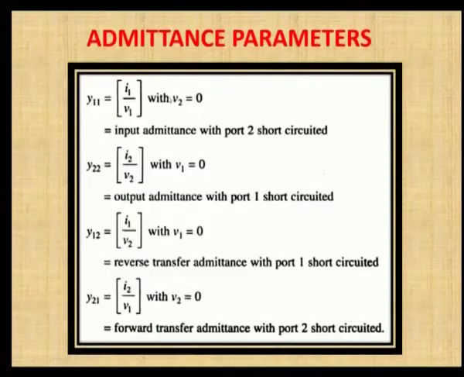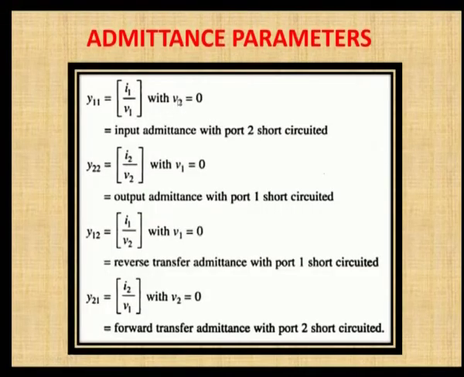I1 is equal to y11 into V1 plus y12 into V2. This is the equation for I1, and for I2, I2 is equal to y21 V1 plus y22 V2. This is the equation for I2. So, from these equations you get all the parameters of y. Y11, y12, y21 and y22 are all there in these two equations, I1 and I2.